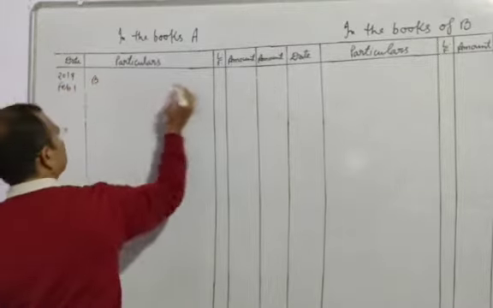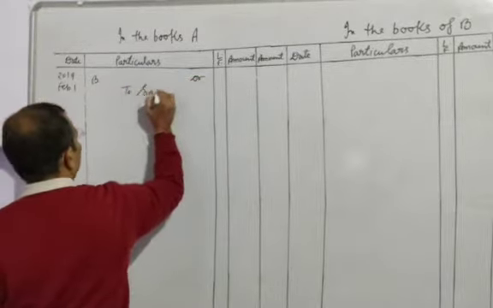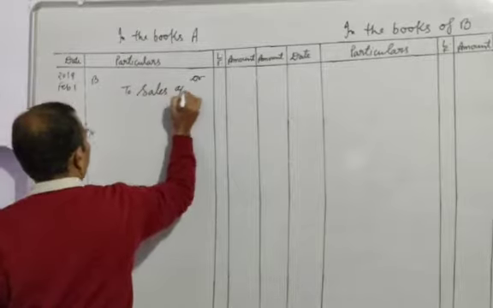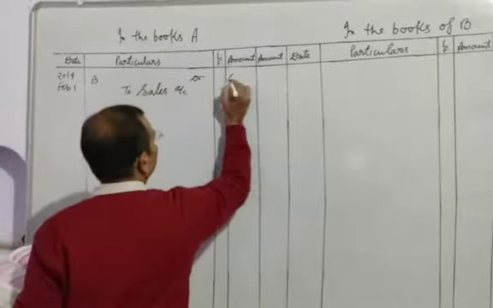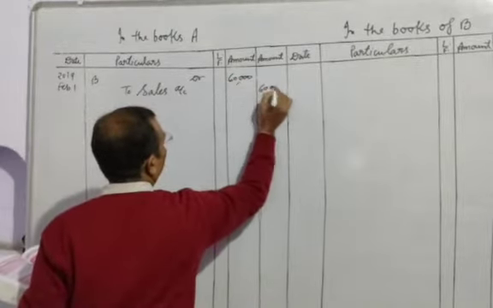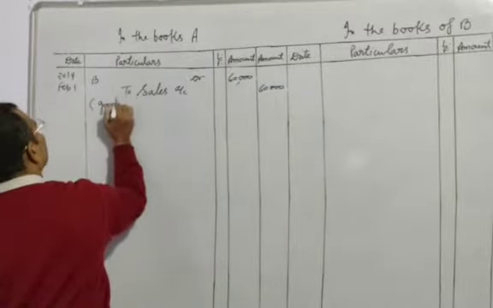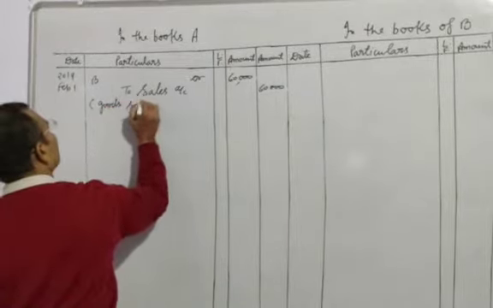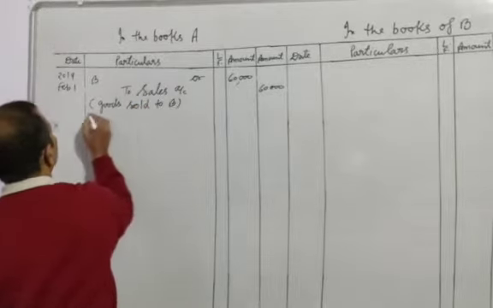In the books of A: B debit to sales account, and the amount is given in your question, 60,000. Narration: goods sold to B.